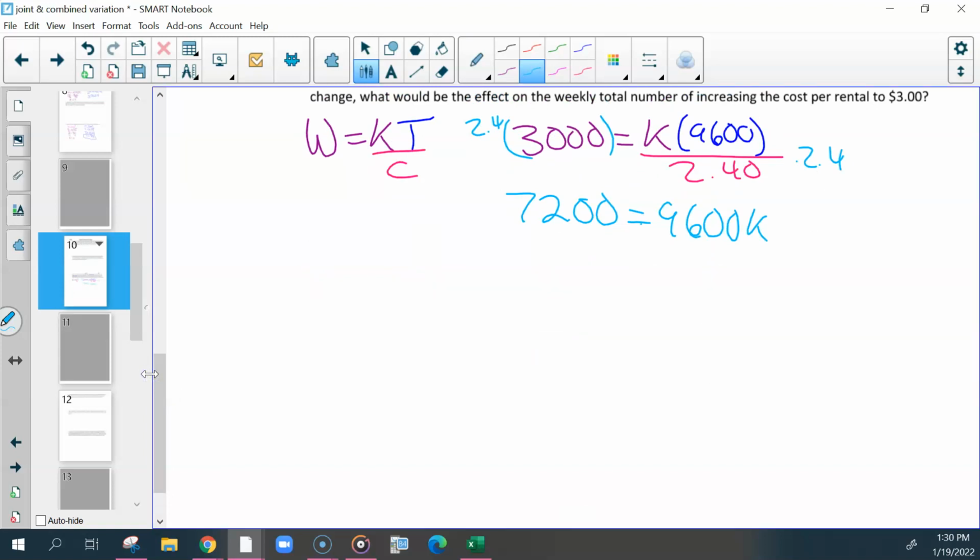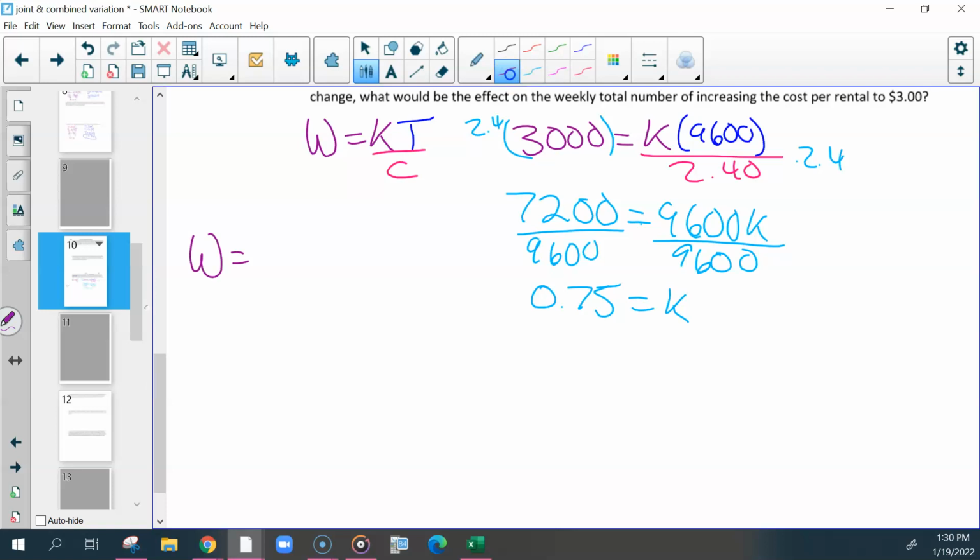From there, I can divide both sides to get 0.75. I'm going to leave it as a decimal instead of making it a fraction, just because the entire equation is already in a fraction, and I don't want a fraction within a fraction. So now our equation is W equals 0.75 T all over C.